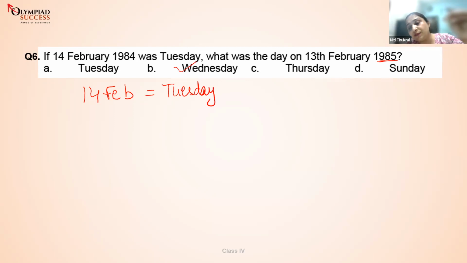For example, if your birthday is coming this time on Tuesday, next time it will be coming on Wednesday, right? So if 14th February is Tuesday, next year 14th February will be Wednesday, but 13th will be the same, Tuesday only. This is the correct answer, right? Because we are talking about one previous day. Did you get that? Yes, A is the correct answer. It will be Tuesday only.